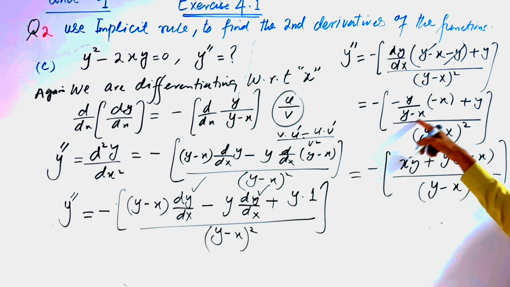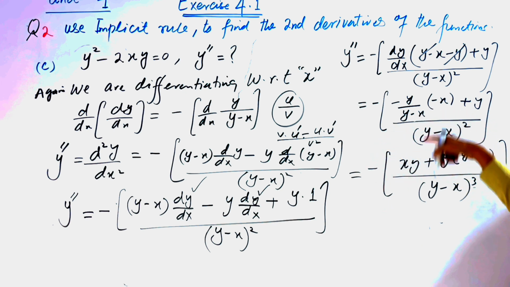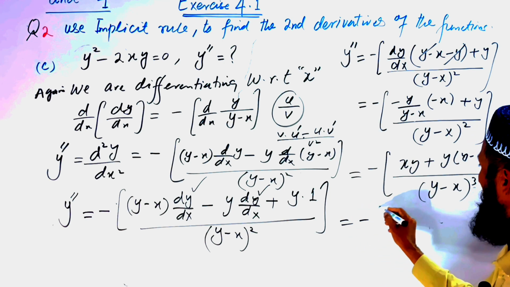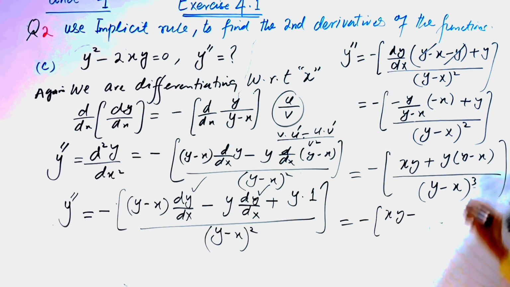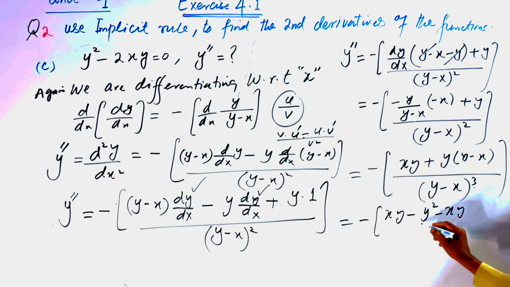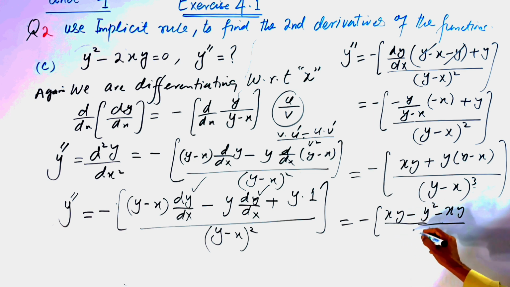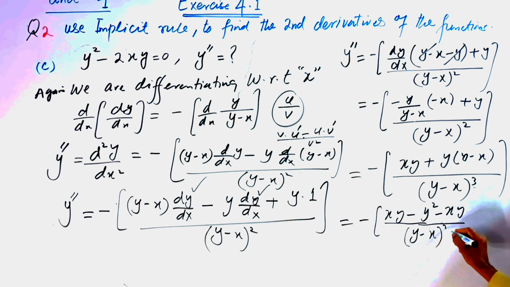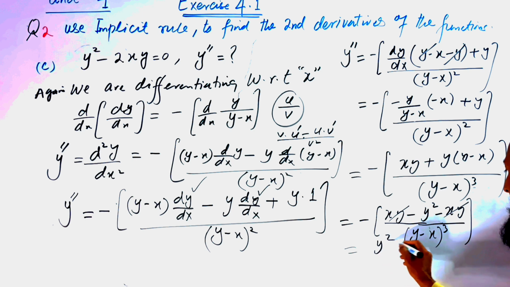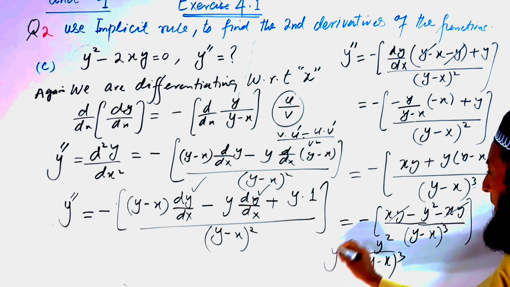This y minus x, if we take the LCM of this one and multiply it in this one, we get here power 3. Now if we multiply this one, xy minus y square minus xy divided by y minus x whole cube, we get plus y square divided by y minus x whole cube, that is the y double dash.